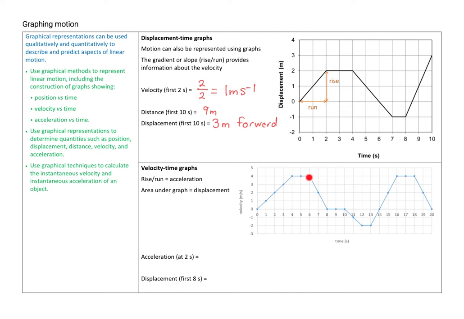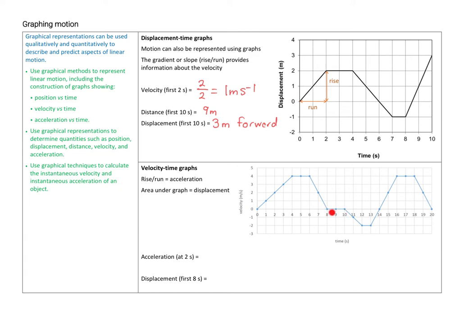Then here where the line's flat, it's not accelerating. It's moving at 4 metres per second for the next 2 seconds. So that's a constant velocity of 4 metres per second. Then it starts to slow down. It slows down over the next second to 2 metres per second, finally slows down to 0. Then it stops. So this time here it stopped because its velocity is 0.